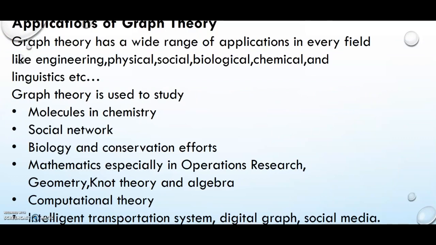And the applications of graph theory. Graph theory has a wide range of applications in many fields like engineering, physics, social science, biology, chemistry, and linguistics. It is used to study molecules in chemistry, social networking, biology and conservation efforts, and mathematics, especially in OR-related topics. OR means operations research, which you have already started, and I think your subject is being covered. It is also used in geometry, knot theory, algebra, computational theory, intelligent transportation systems, digital graphs, and social media. These are the places where it is applied.